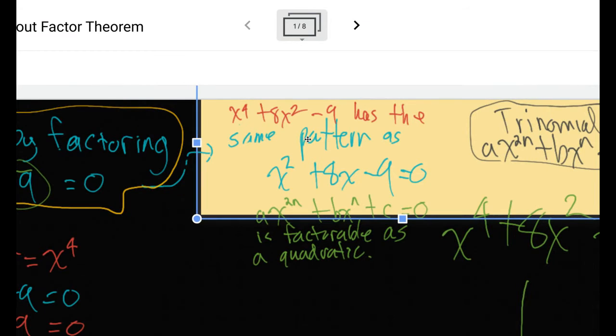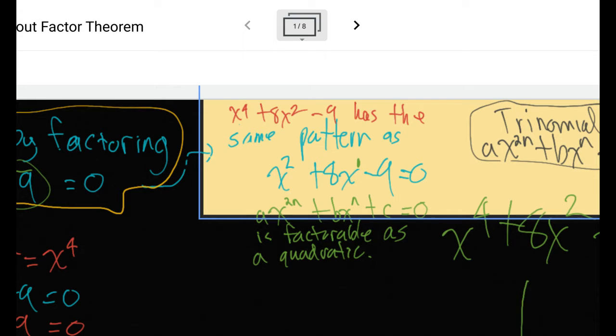Okay, so if I look, x to the fourth plus 8x squared minus 9, it does have the same pattern as x squared plus 8x plus 9. So here you've got 4, 2, constant. Here you've got 2, 1, constant, right? Because if you notice, there's a 1 there. We don't typically treat that as a 1 or write the 1, but it's got that pattern.